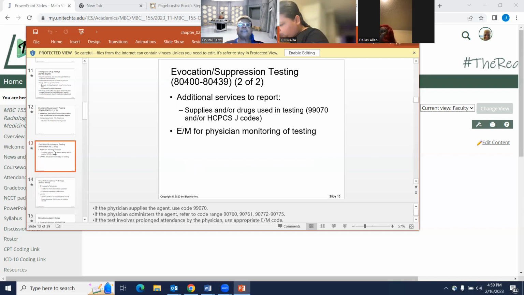Excuse me. So we're going to have to read through these PowerPoint slides. Look at the answer right here on a slide. Evocation suppression testing. I'm sorry, I didn't hear you. I was trying to see where the PowerPoint was. The PowerPoint is in your e-learning in the grade section, and it's labeled PowerPoint slides. That's the grade section.